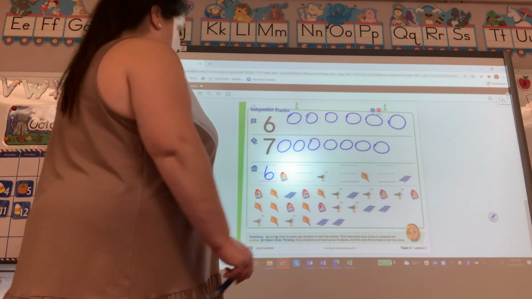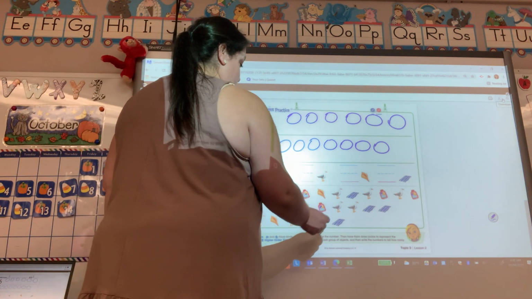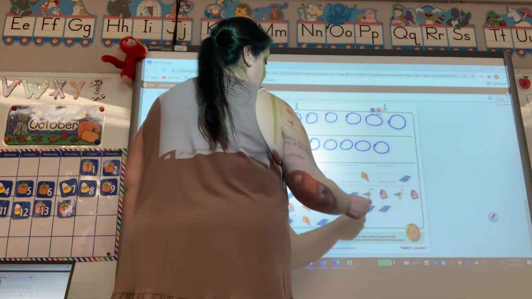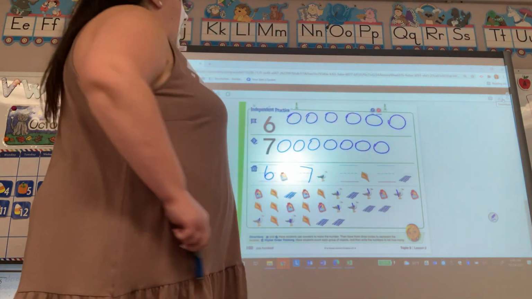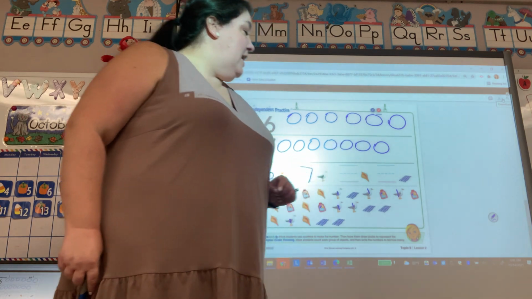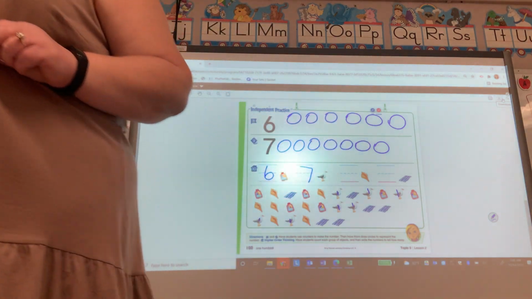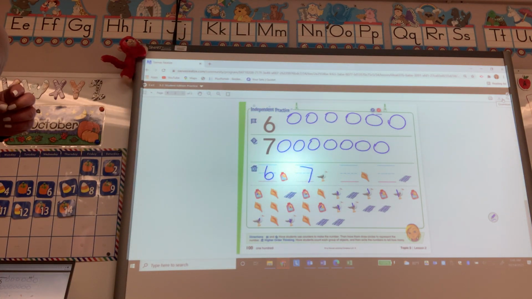Now let's count our seagulls. 1, 2, 3, 4, 5, 6, 7. I want you to count the seashells and the towels by yourself. And then you're gonna write the numbers down next to it. Okay, these are numbers 6 and 7.